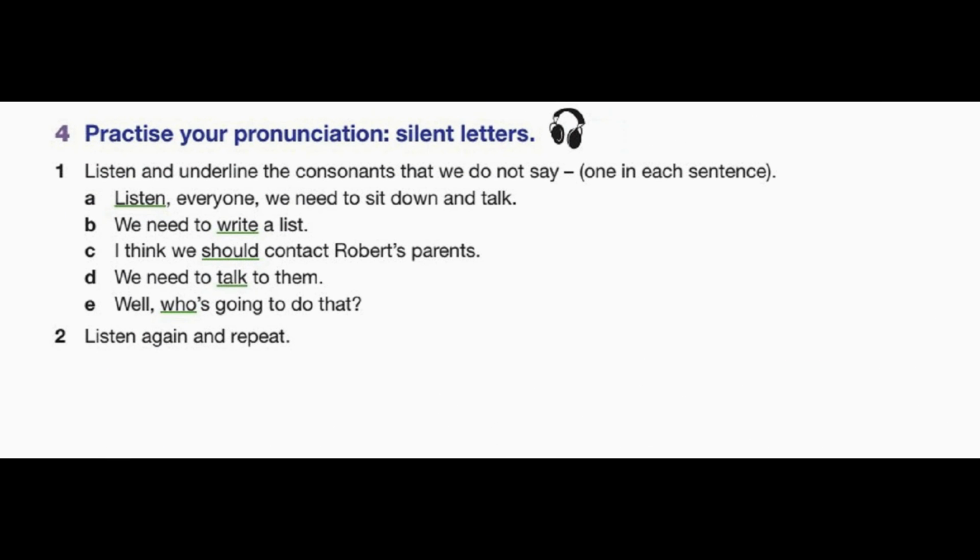Period 10. Activity 4. A. Listen, everyone. We need to sit down and talk. B. We need to write a list. C. I think we should contact Robert's parents. D. We need to talk to them. E. Well, who's going to do that?